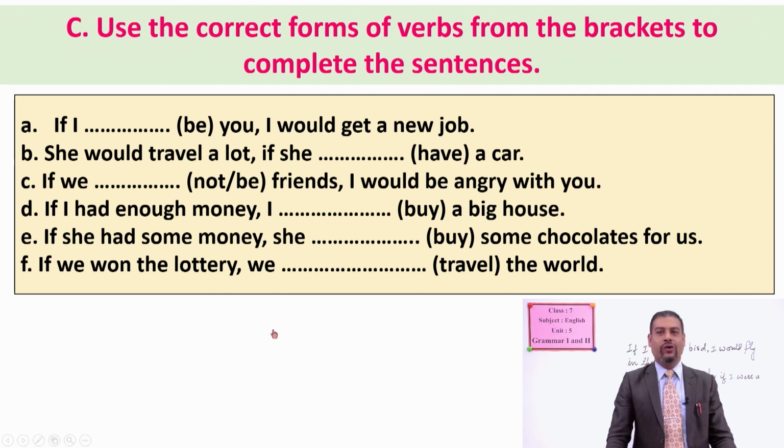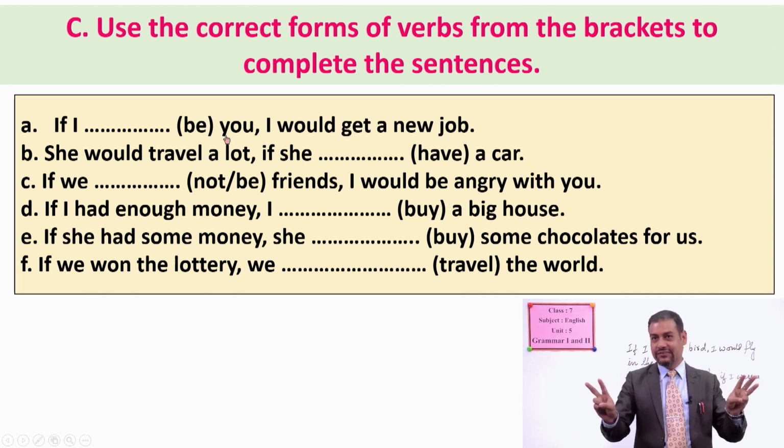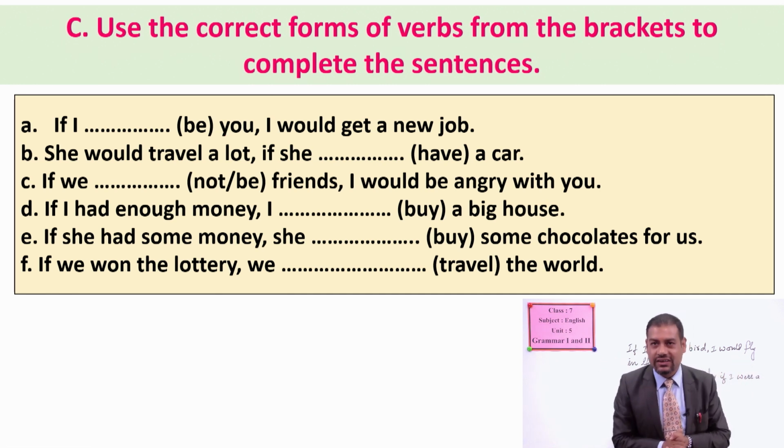I hope you all might have finished. Let's have a discussion. A. If I blank space be you, I would get a new job. Now, be means you have to understand the be verb. Simple present forms of the be verb are is, am, are, and past forms are was or were.